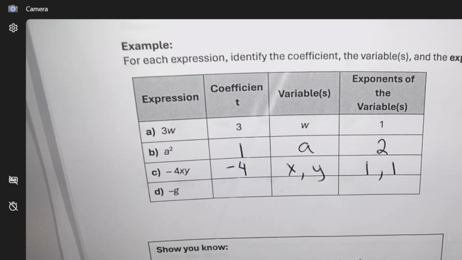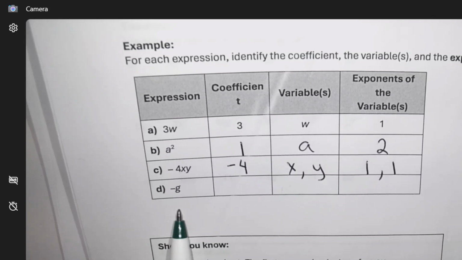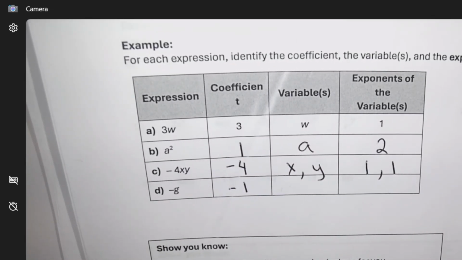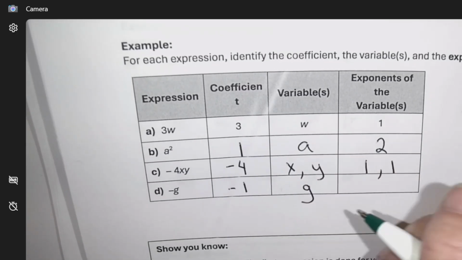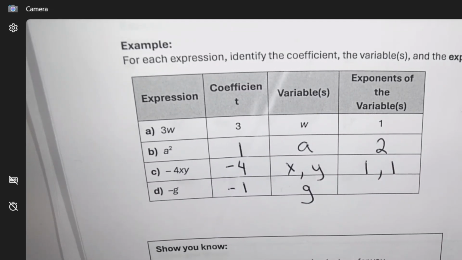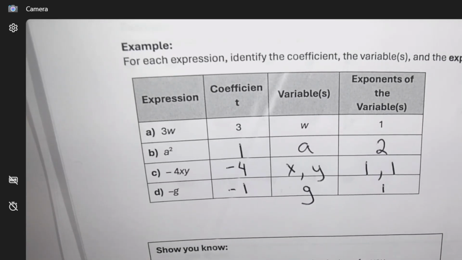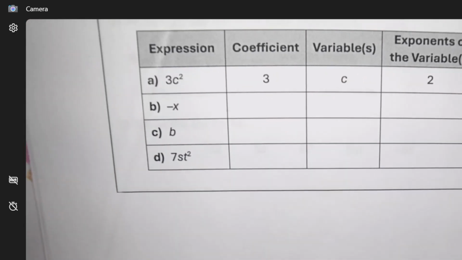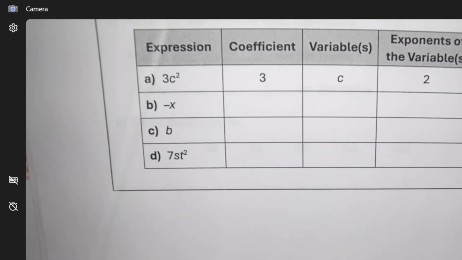Yeah. Coefficients. What's the number in the front? Multiplying? -1. The variable is g. And what's the exponent on top of the g? 1. Okay, go ahead. I need you to fill this thing out on your own. I'll give you like 30 seconds.